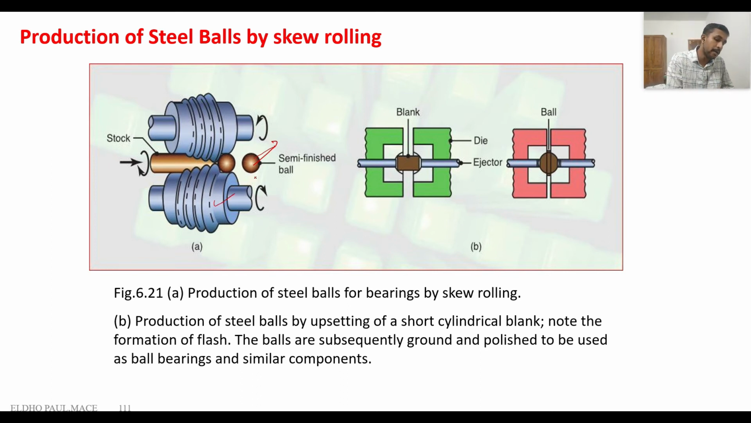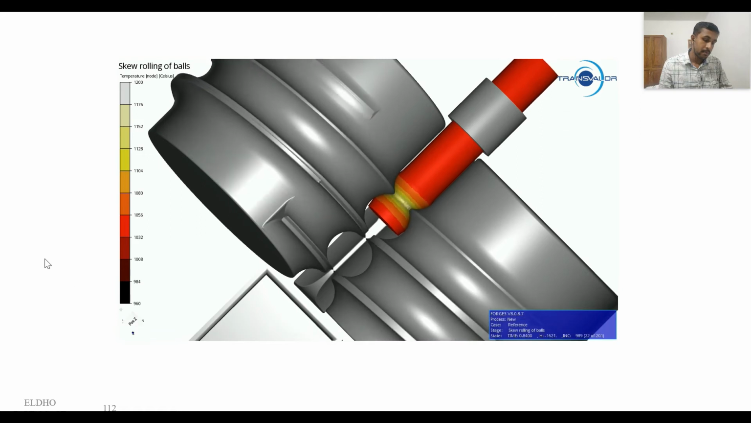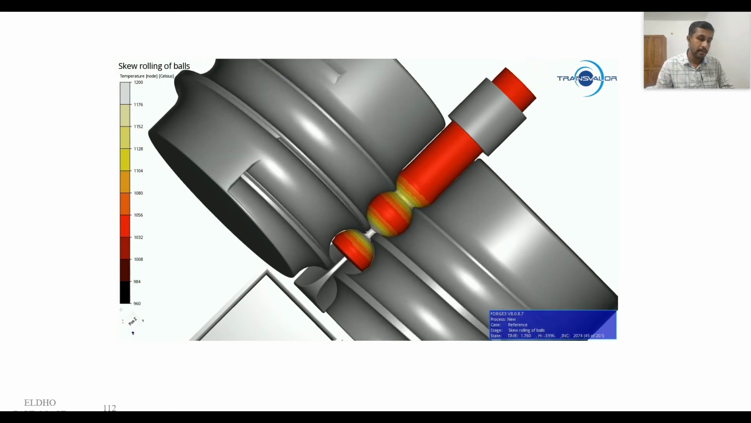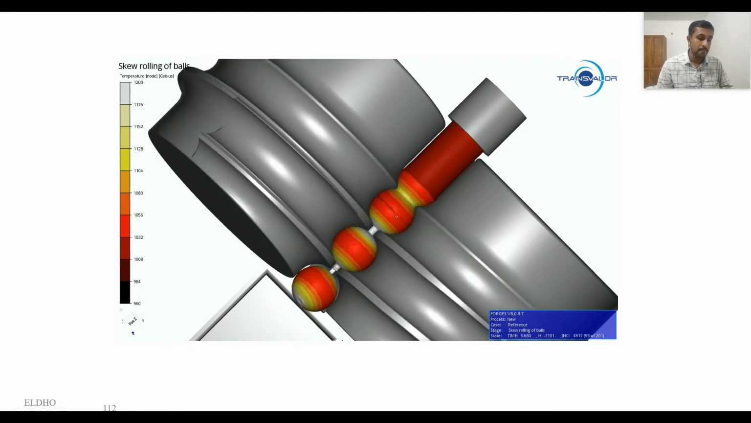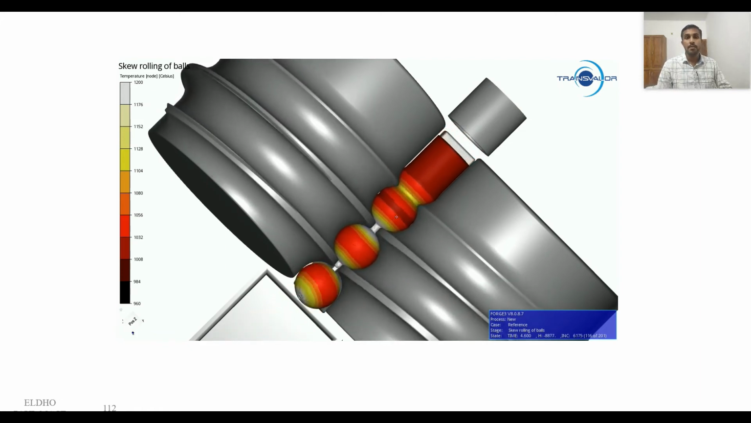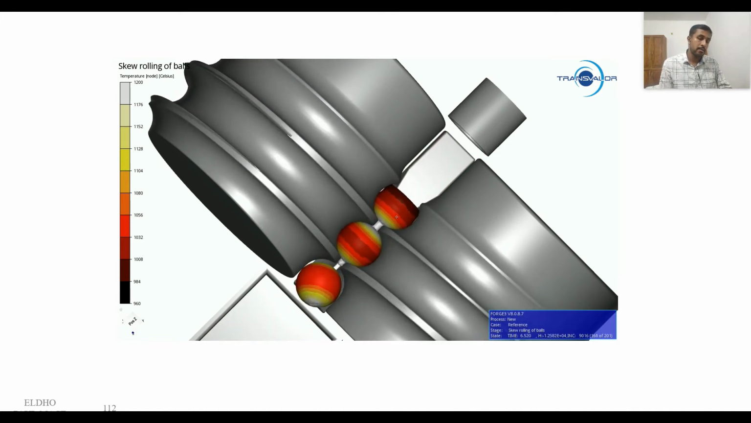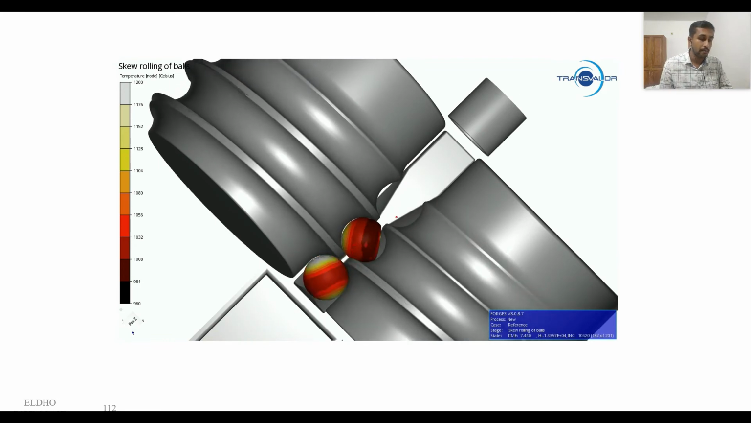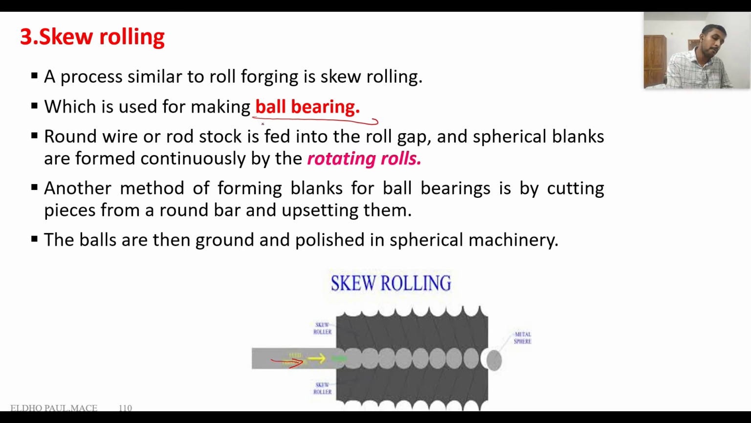These are the grooved rollers, and we can see in a video how this rod is converted to spherical balls. So here it is rotating, and we can see the spherical balls developed from the rod as it passes through the gap between these two grooved rollers. Okay, so this is called the skew rolling operation. This is the first method for the production of ball bearings.